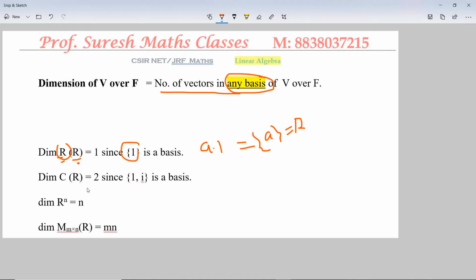Dimension of C over R equals 2. We have already shown that 1 comma i is a basis. Here we have two elements, so dimension equals 2. Like this, dimension of R^n equals n, from the previous one e1, e2 up to en. There are n vectors, so dimension equals n. M by n means the collection of all m by n matrices with real entries. The dimension is mn.